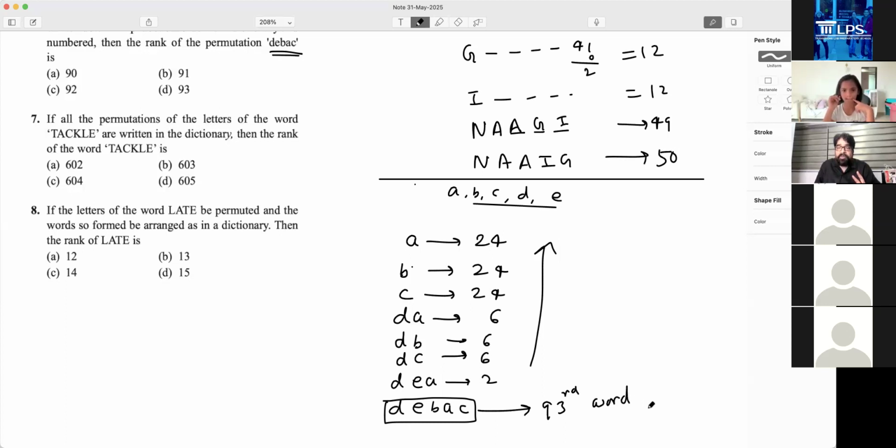And that is nothing but called the rank. So D will be the answer.